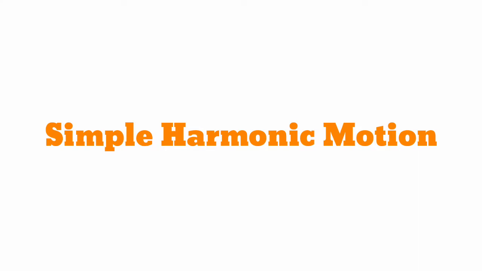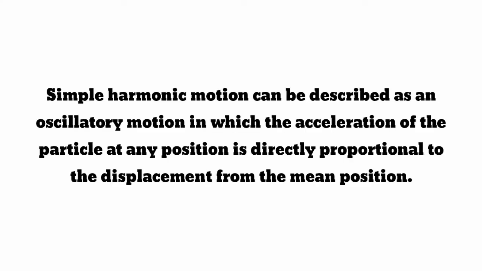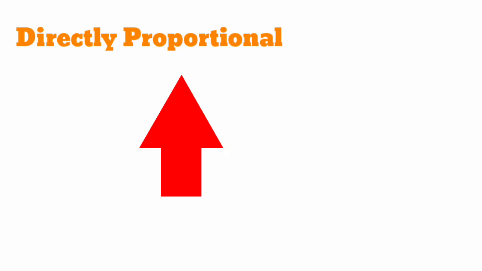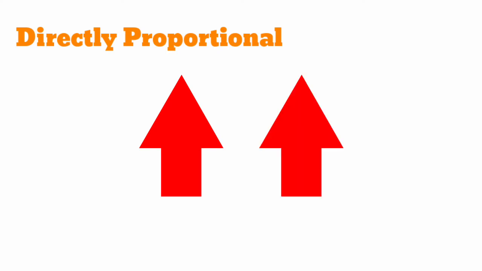Another example where we can describe periodic motion is in a simple harmonic motion. But before that, we must know what it means. Simple harmonic motion can be described as an oscillatory motion in which the acceleration of the particle at any position is directly proportional to the displacement from the mean position. When we say directly proportional in this subject, it means that when the acceleration is increasing, the displacement from the mean position is also increasing, and vice versa.